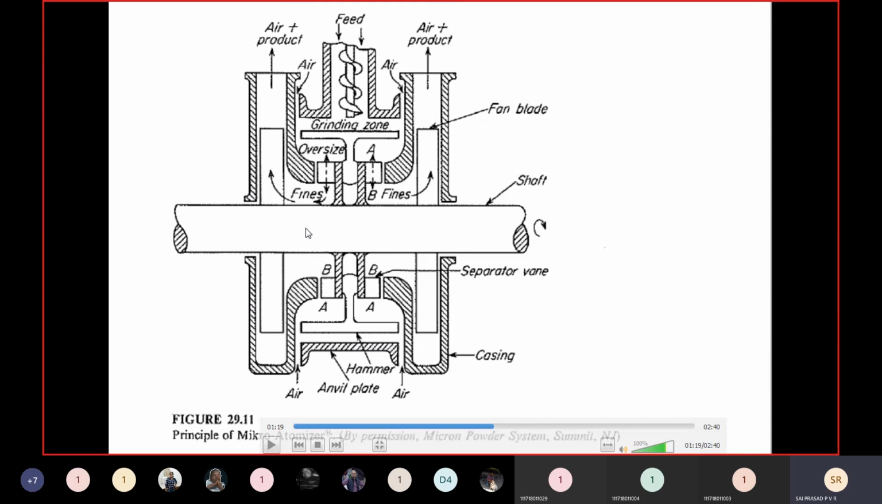When air enters, there is a small gap between the hammers and the metal of construction, which decides the size of the product. Please remember this. There is a small gap between the hammers and the casing of the system, so only in this gap will the particles come out. Once the particles are hit, they go away from the center and again hit the metal of construction. Again the size reduction takes place. But what happens to the small particles? They try to come through this narrow gap because their sizes are very small, and they are dragged by the air which is blown.